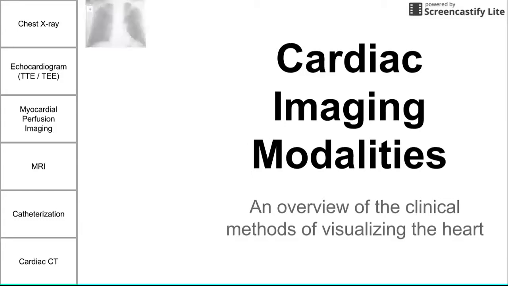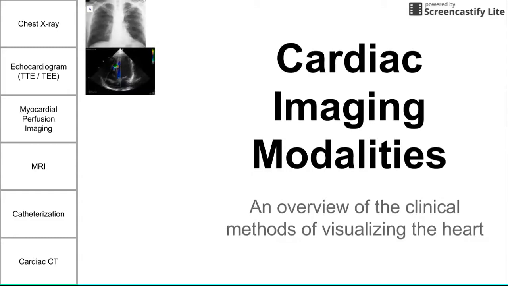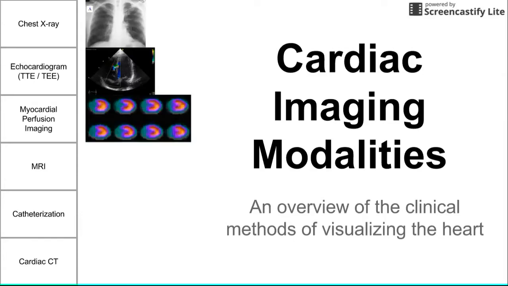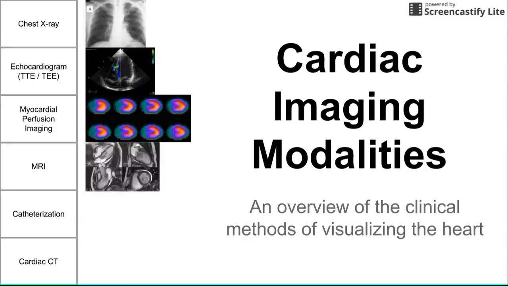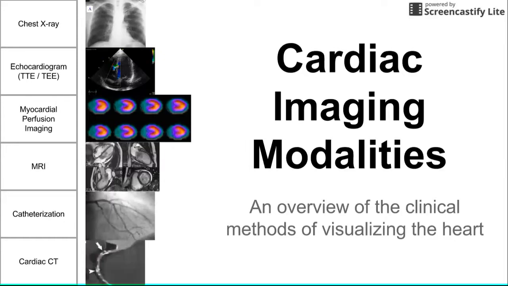We're going to start off talking about chest x-rays. We're going to talk about echocardiograms, the different ways to get echocardiograms, such as TTE and TEE. We're going to go into myocardial perfusion imaging. We're going to look at MRI that's specific for the heart, catheterization for diagnostic and treatment purposes, as well as cardiac CT. So this is just a preview of these 6 imaging modalities.